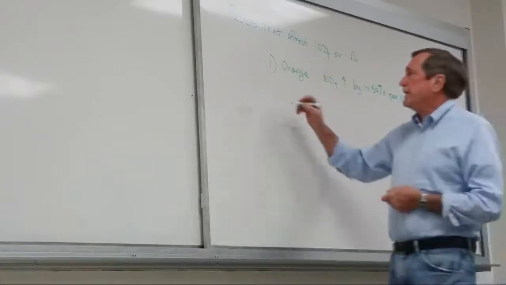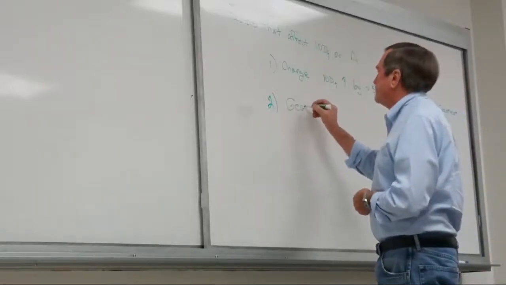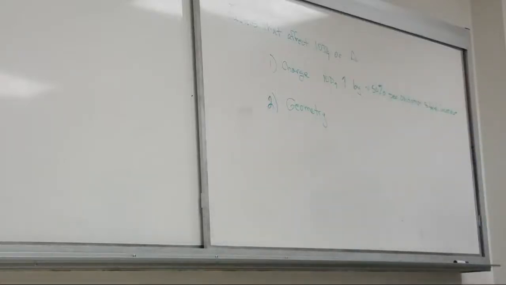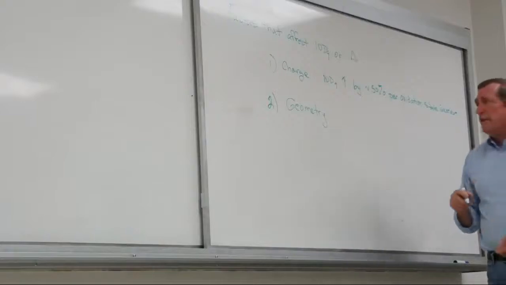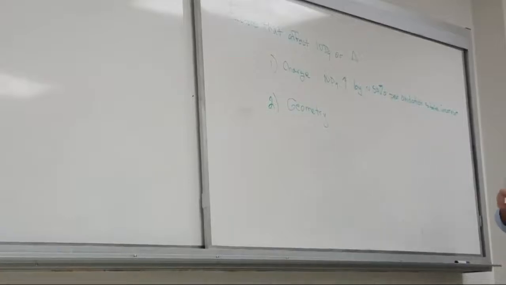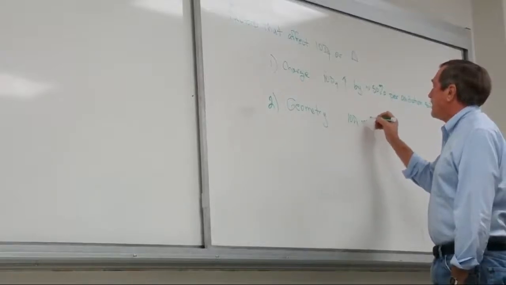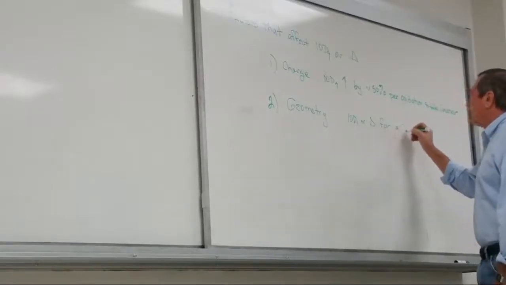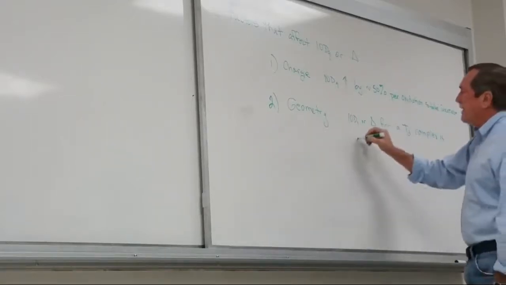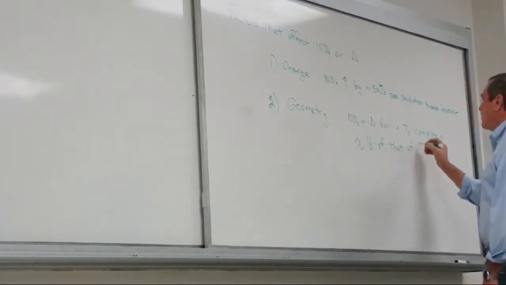Second thing, which we didn't get to, but we already talked about it in fact, is geometry. As I said, I already mentioned that the splitting for a tetrahedral complex, the value of 10Dq or delta for a Td complex, is roughly half of that of an octahedral complex.